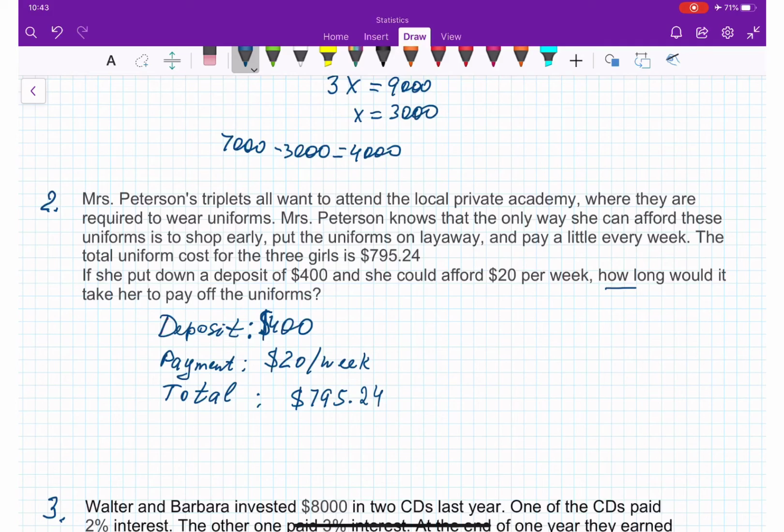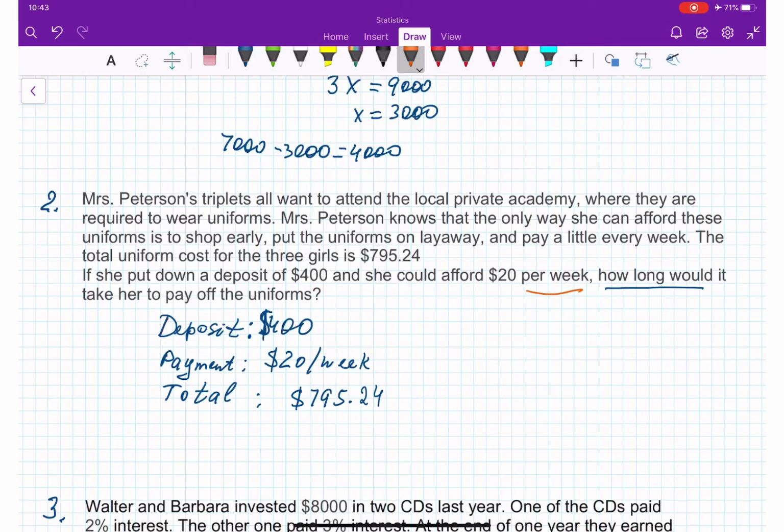How long, meaning how many weeks it would take her to pay off the uniform. How did I figure out that it's how long, meaning how many weeks and not months or days? Because it says paying per week. Okay? All right. So always remember, you start solving the problem backwards.